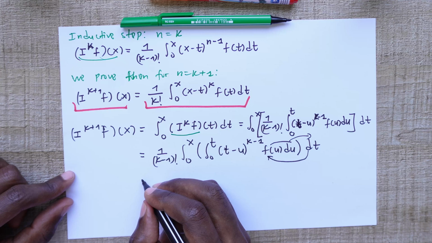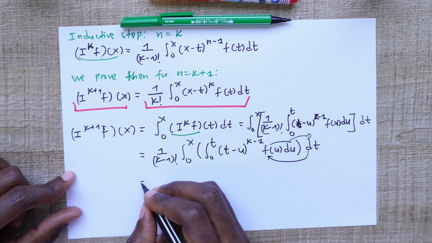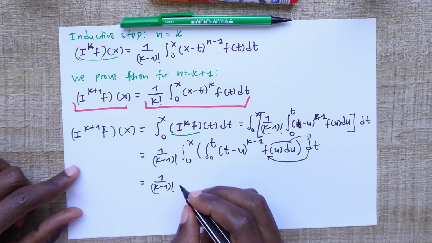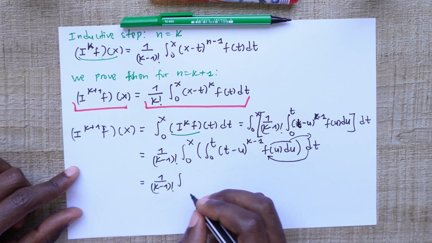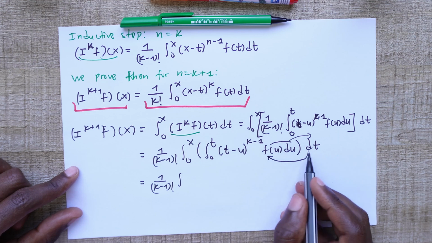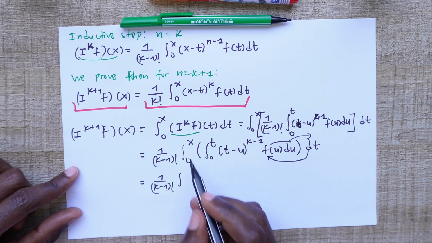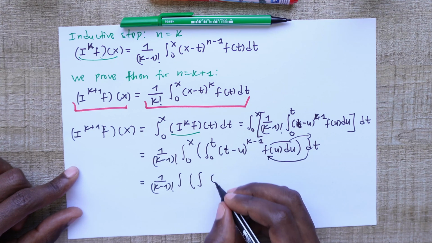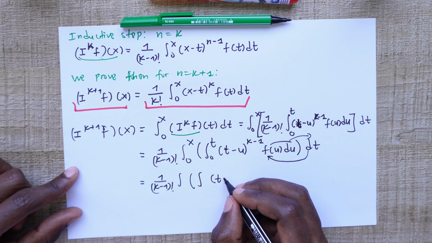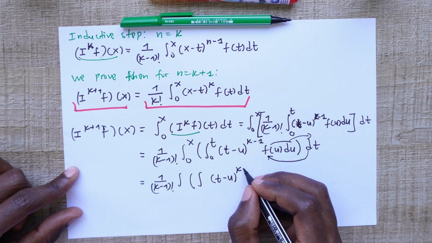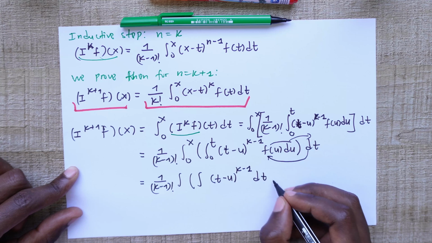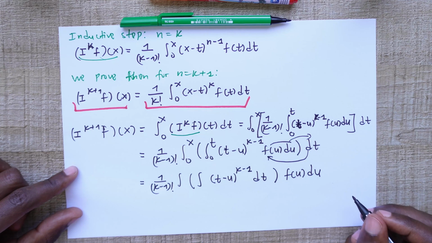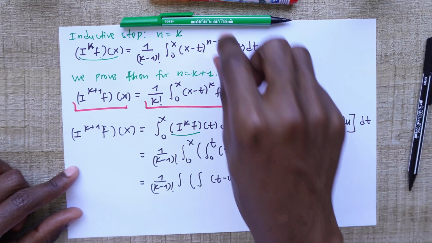So we're going to rewrite this as 1 over k minus 1 factorial integral from, I will not put the boundaries for now because we need to figure them out. If we are changing the order of integration, we need to change the boundaries as well. So I'm just going to put integral here. Then here we have t minus u to the power k minus 1. Then we have a dt, and outside we have an f of u du. So we need to figure out now these boundaries.